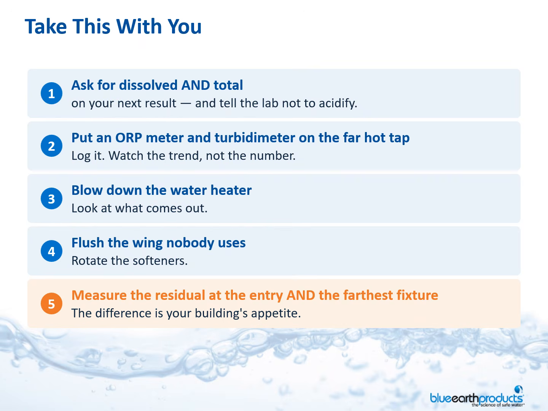And so this is what I'd like you to take with you, and that is to ask for dissolved and total on your lead counts. Putting an ORP meter or turbidity meter on the far hot tap can be very effective in order to see what's going on. The monthly maintenance of your water heater and blowing down that tank can tell you a lot about what's going on in the system. And make sure you're flushing the areas that are not getting used. And probably the best measure of how healthy your building is measuring the residual at both the entry point and the farthest fixture. You can get a feeling for what kind of appetite your building has for chlorine residuals.